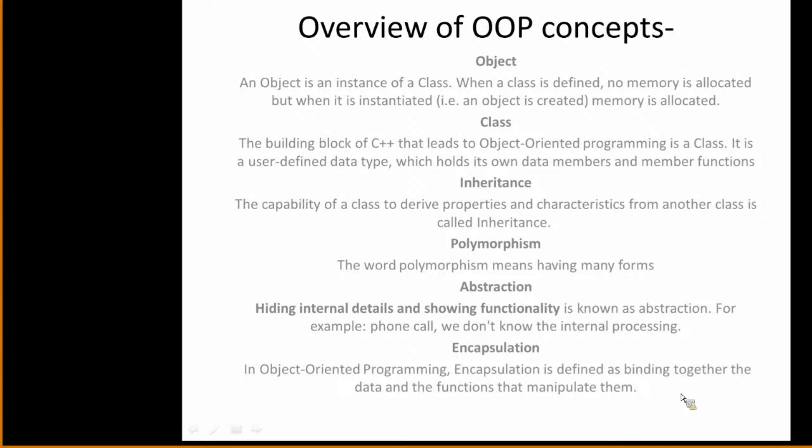Then the next OOPS concept is abstraction. Abstraction is hiding the internal details and just displaying the functionality. What we have to do is try to hide the complex things on one side.